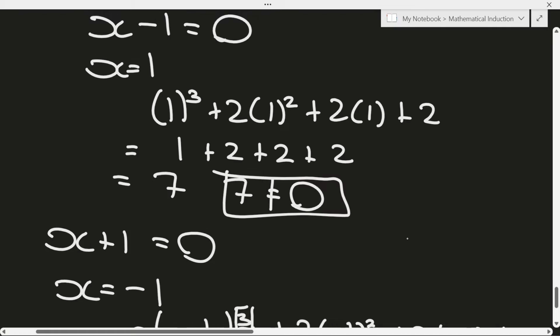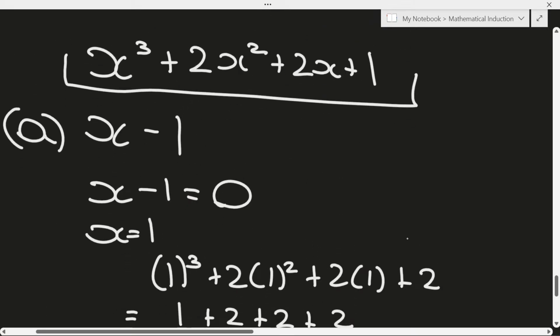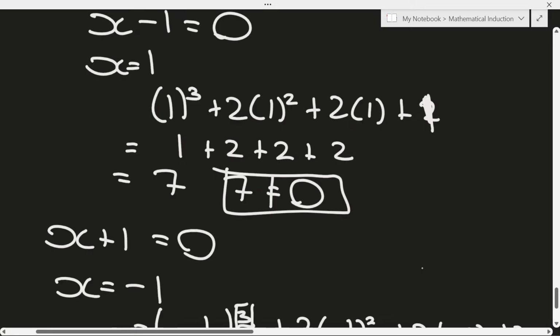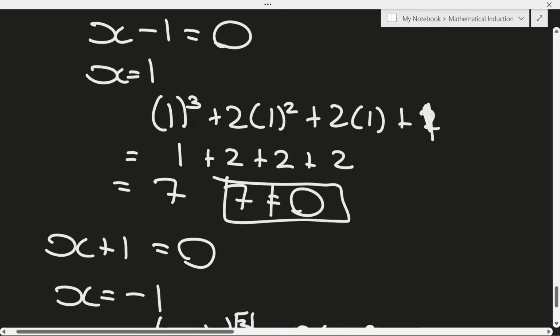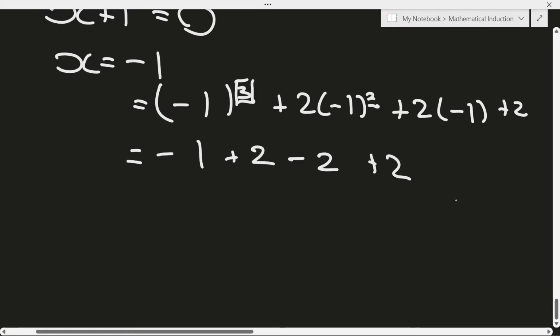Sorry. This should be 1. I wrote it wrong. This should be 1. And this value then, if this is equal to 1, then this is equal to 6. But we still know that 6 is not equal to 0. So this value should be plus 1. My apologies for all the mistakes in this video.